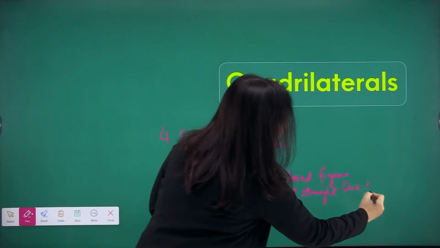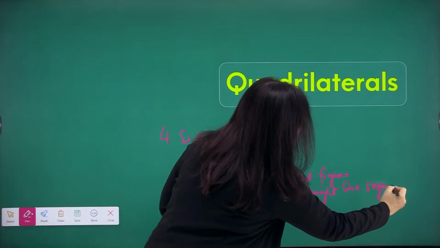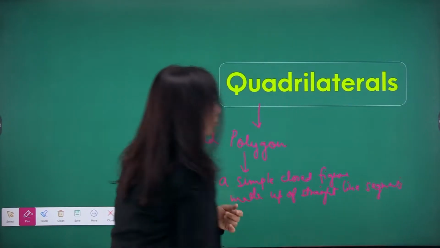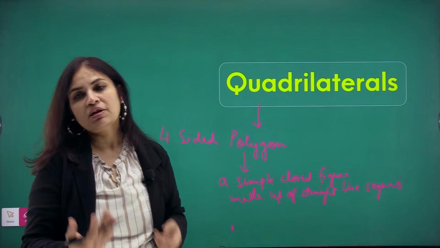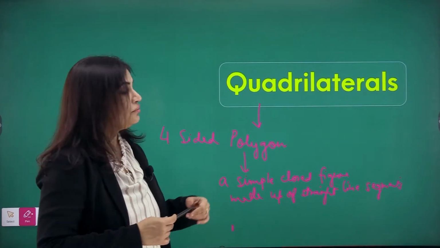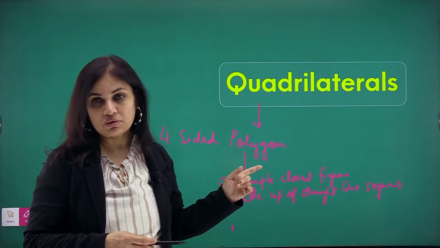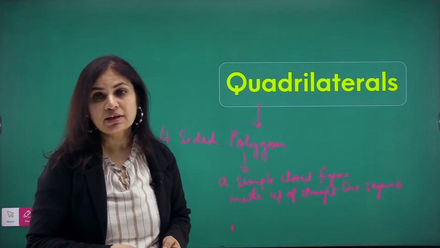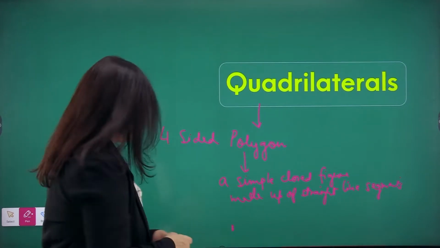Made up of straight line segments. So, starting with the smallest polygon, we have triangles, a three-sided figure, then we have a four-sided figure, quadrilaterals. So, today we will be studying about quadrilaterals in detail.